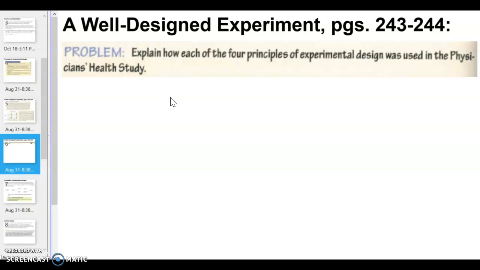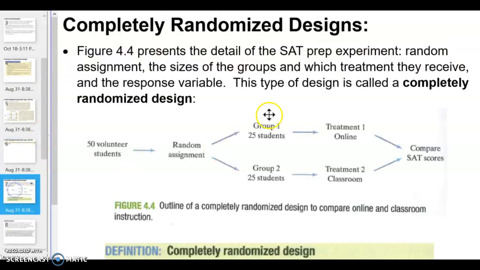Control: the experiment uses subjects of the same gender and occupation. So that's always something you want to be aware of in terms of controlling other variables. You want to make sure that that happens. Not just a control group, but controlling other variables. And then replicate: 5,000 subjects were used in each treatment group. So that's a good number to make that happen. So those are your 4 things that you want to look at.